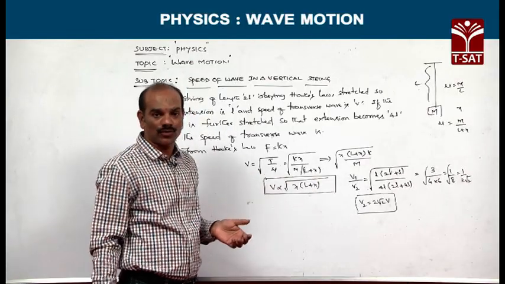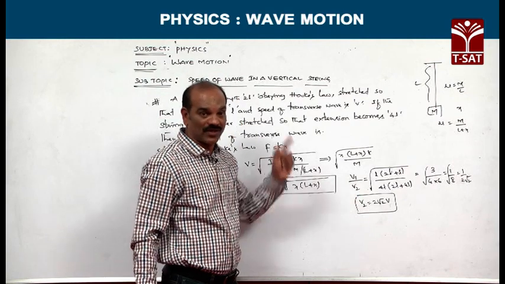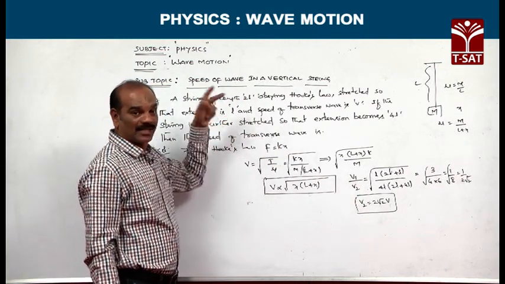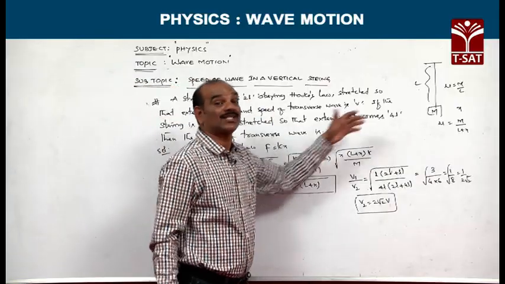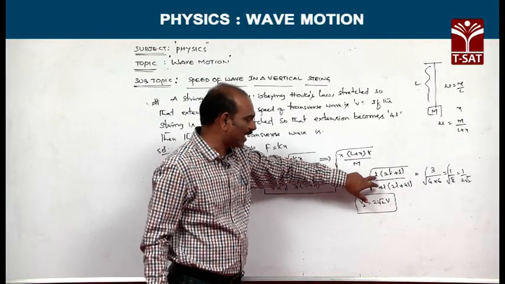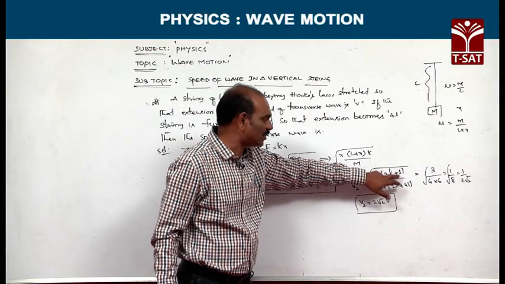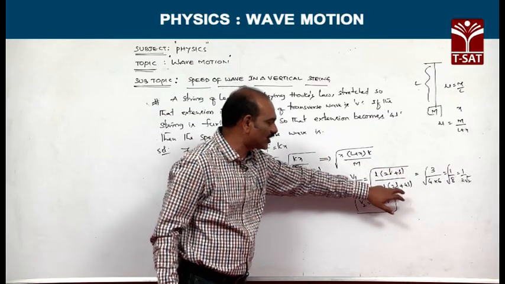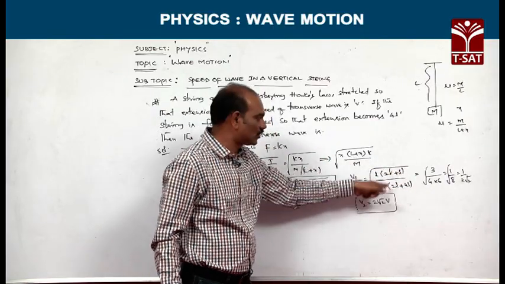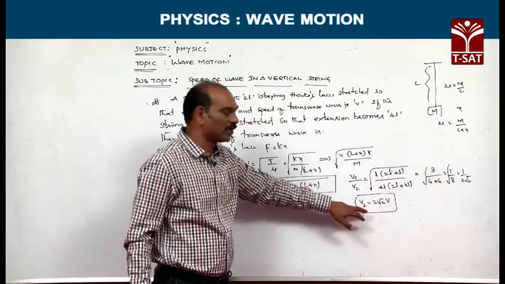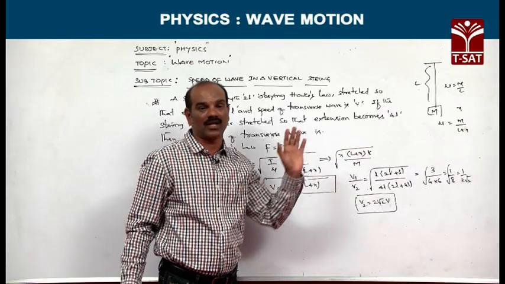If you want to compare two cases, V1 by V2 is equal to the following. In the first case, length is 2L, extension is L. In the second case, length is 2L, extension is 4L. Therefore, V1 by V2 is equal to the ratio using the actual length and extension for each case. Using these values, after simplification we will get 1 by 2 root 2. So V2 is equal to 2 root 2 times the initial velocity.